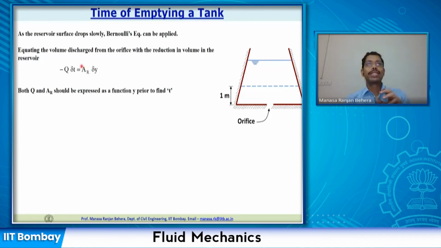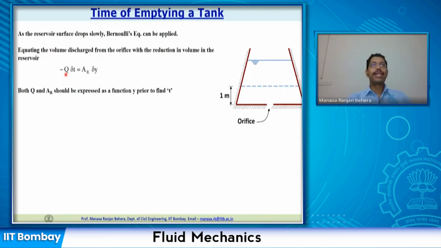What is the mass that has gone out? It's the area at any cross section, which can vary, so area A_R multiplied by delta y, over a distance y. Both Q and A_R should be expressed as a function of y prior to finding the time t. So in a problem like this, ensure that your area and discharge are represented as a function of y, so that you can integrate and find the value of t.